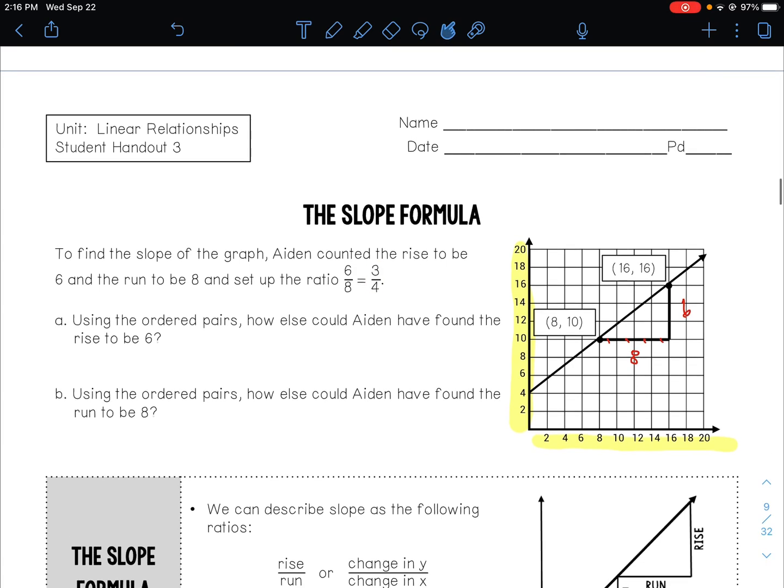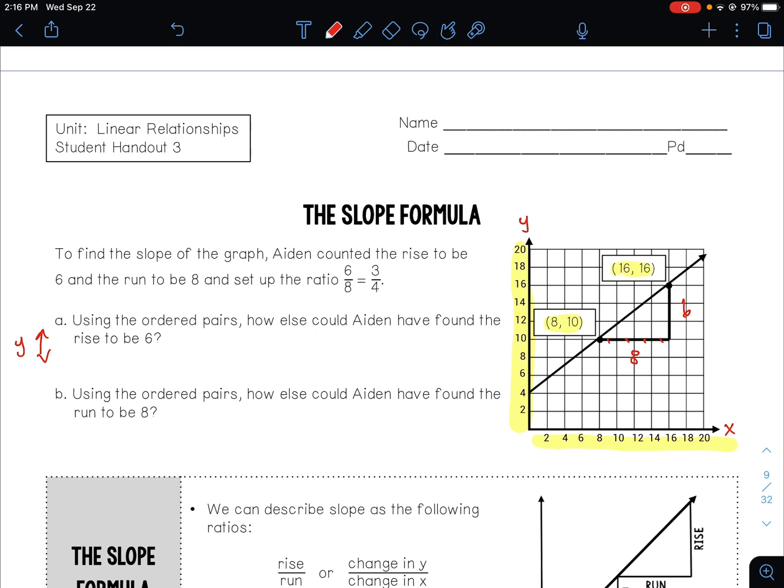Using the ordered pairs, how else could Aiden have found the rise to be 6? What ordered pairs are they talking about? They're talking about this ordered pair right here and this ordered pair. How could he have found the rise? Well, he could have just taken the rise. Remember, rise means the thing that goes up and down, which associates with the y value. Remember, the y value goes up and down. The x value goes left and right.